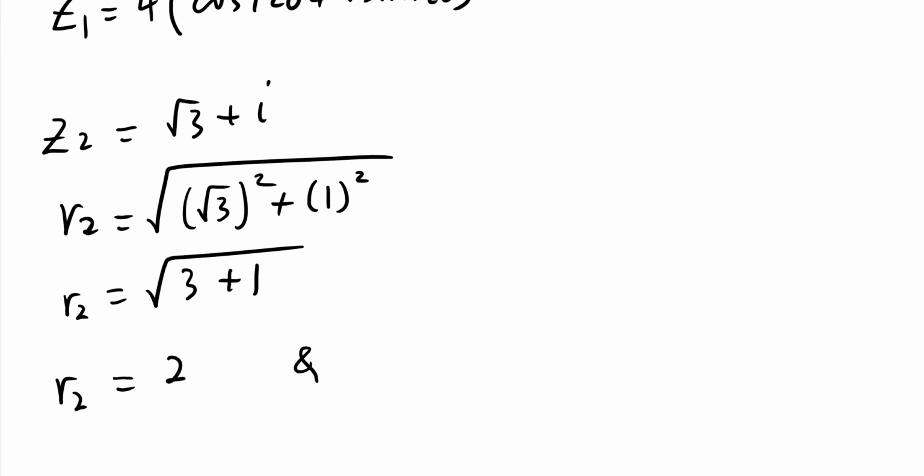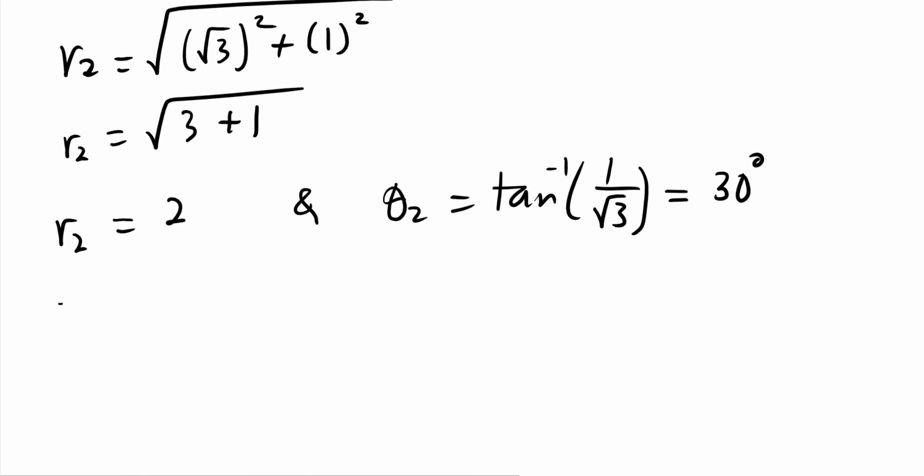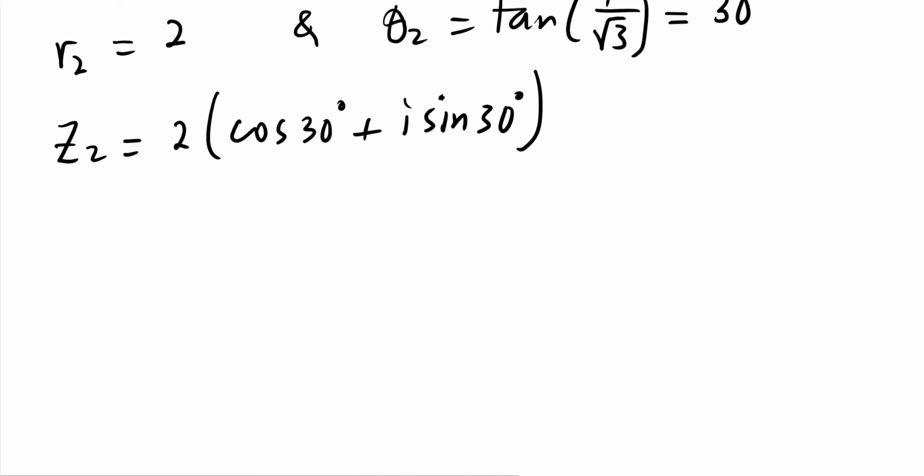And we need to find theta 2, tan inverse of y over x. So what would that be? The angle is in the first quadrant. That would be 30 degrees. So z2 is written r2 cosine theta 2, which is 30 degrees, plus i sine 30 degrees. So I have z1 and z2 in trigonometric form.